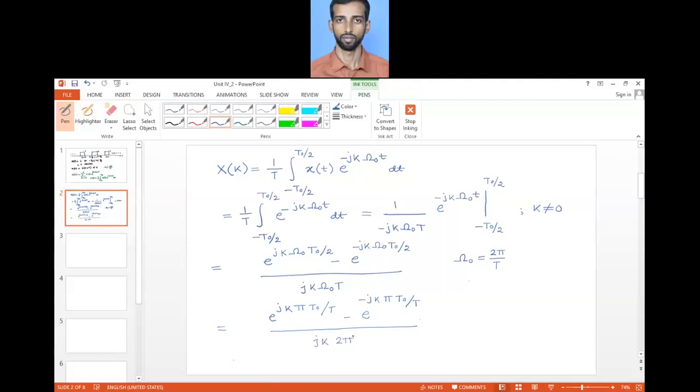e to the power jx minus e to the power minus jx by 2j will give us the value like sine x, as you know. So what you have is jk pi T0 by T, and then e to the minus jk pi T0 by T. So we can simplify this one. Let's go to the next slide.